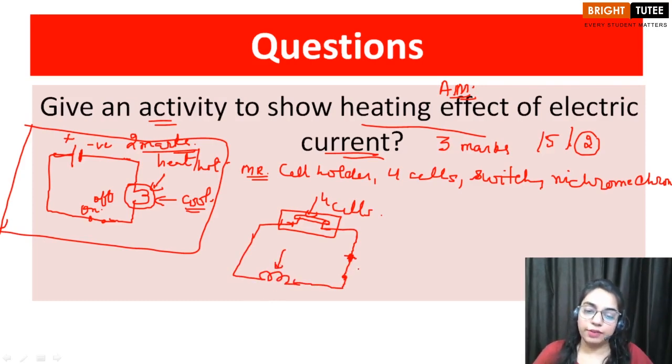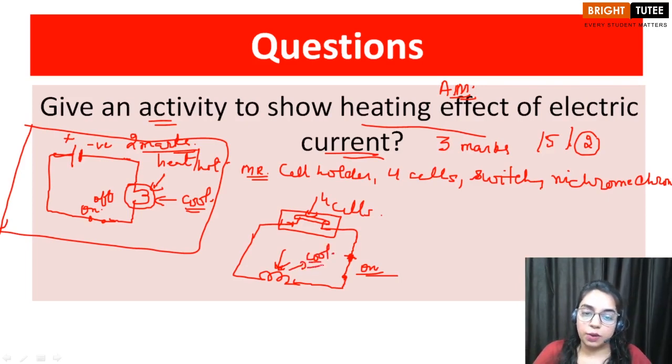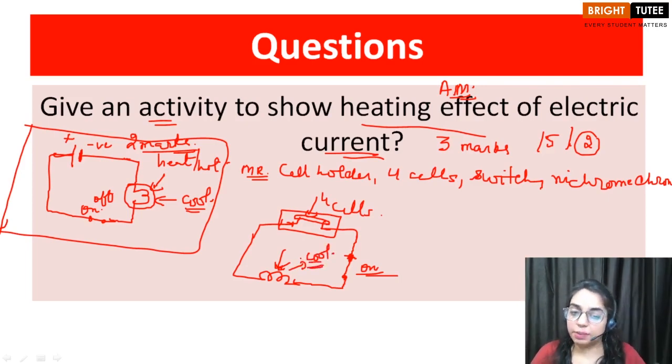So now we will switch it on for 2-3 minutes and then switch it off. After switching off, we will touch this nichrome wire, and we will observe that it has become hot. Now we will keep the switch off for a few minutes and again touch the nichrome wire, and we will observe that it has become cool again. Children, we can repeat this activity 2-3 times to make sure that the wire becomes heated only when the current flows through it.